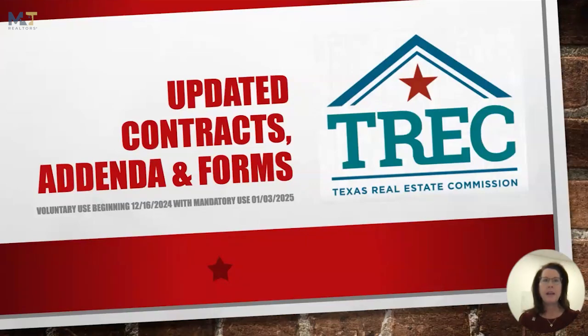We'll be talking about the new updates that TREC has recently put together for our contracts and our addenda, and we do have a new form out there. These forms are available for voluntary usage starting on December 16th, and mandatory usage will begin January 3rd. I did check, and they are currently on the Texas Realtors site, and they should be populating into your form vendors. You should have them available to use December 16th, 2024.